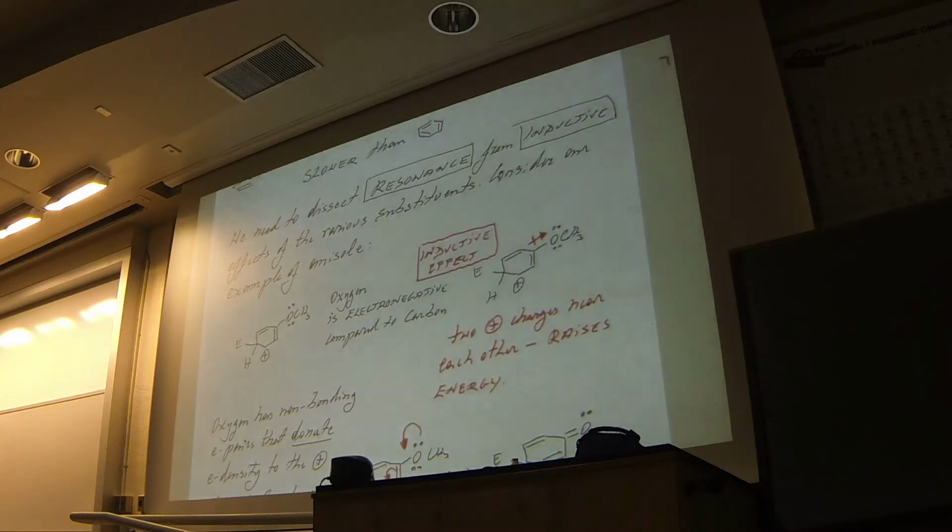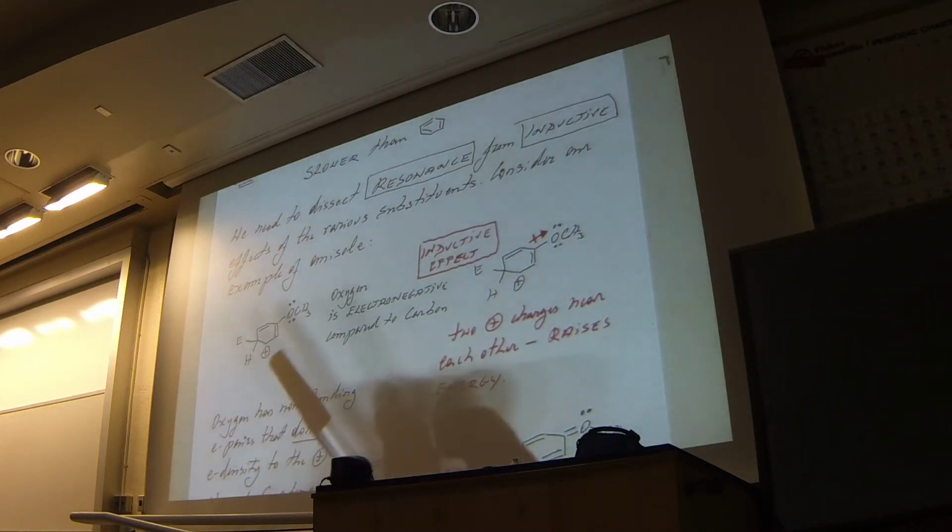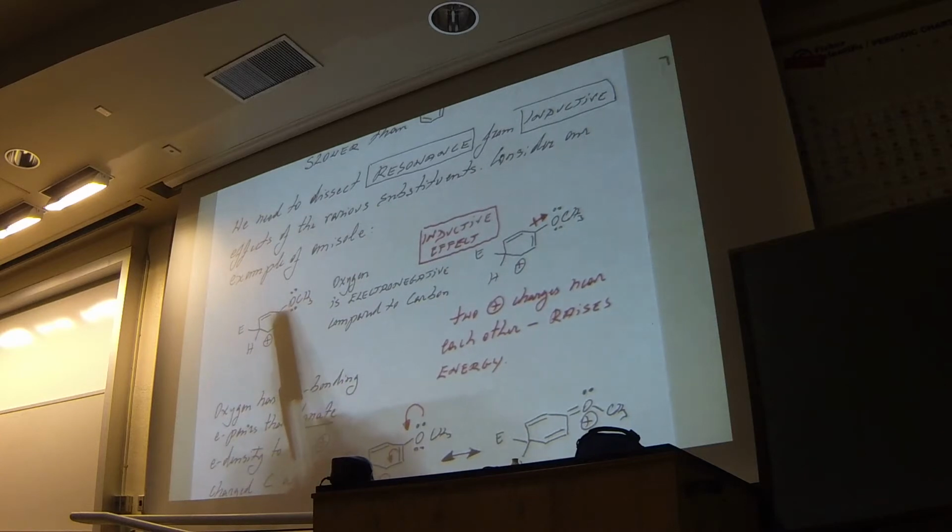So now let's take a look here. The same thing that we said about bromine being electron withdrawing, well, the same thing's true for oxygen, isn't it? Because oxygen is electronegative compared to carbon.